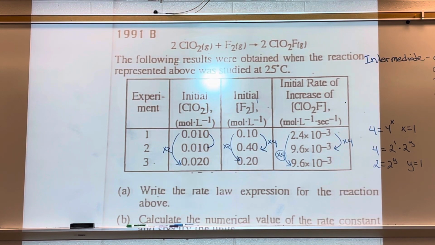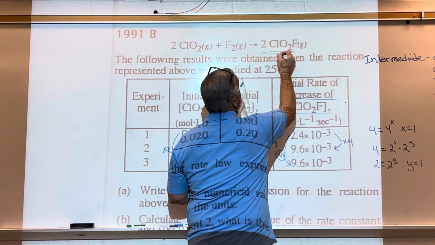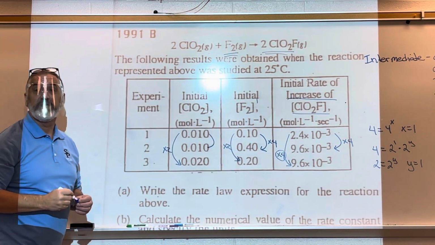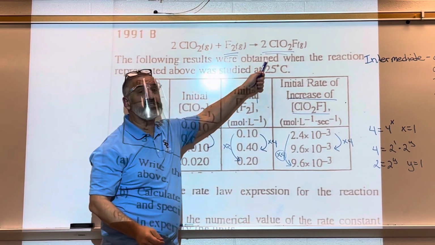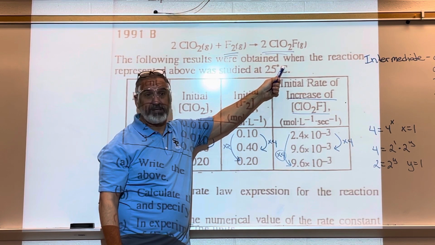Now, when you look at C, and hopefully you all have your sheet out, it says, in experiment 2, what is the initial rate of decrease of fluorine? Well, what's the rate measured in? The increase of this, right? The question is asking for this one, the rate of decrease. How is the rate of decrease going to compare to the rate of increase of this one? It's going to be half of it.